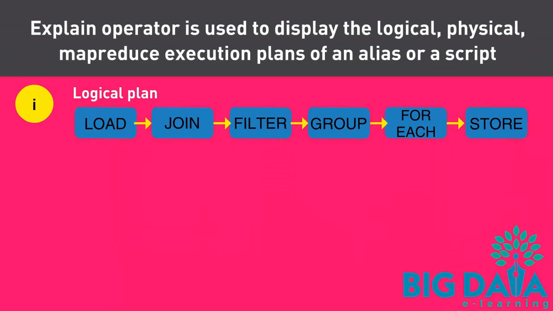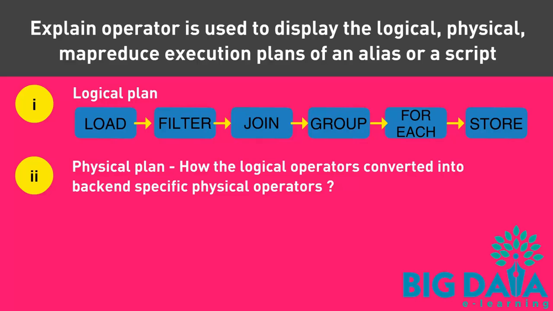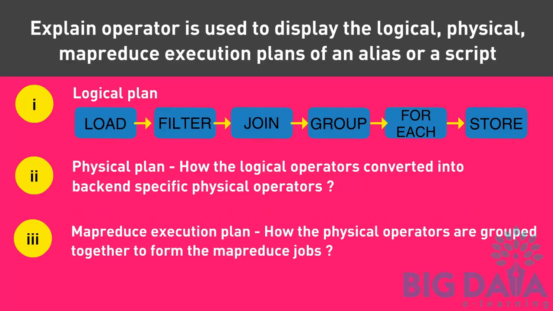1. The logical plan contains the pipeline of the operators that need to be executed. It also shows some of the optimizations, such as applying filter transformations at the top level. 2. The physical plan displays how the logical operators are converted into back-end specific physical operators. 3. The mapreduce execution plan shows how the physical operators are grouped together to form the mapreduce jobs. For example, to find how these execution plans are laid out, we can type in explain A.